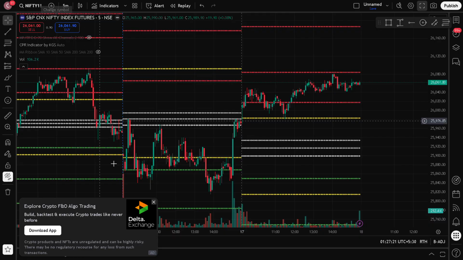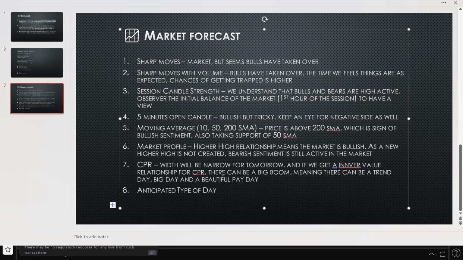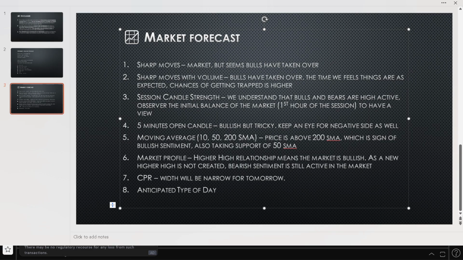Okay. With the CPR also, if the width will be narrow for tomorrow, and if we get an inner value. Okay, yeah. So we will remove this because tomorrow it cannot be an inner value relationship. It will be a higher high relationship only, which will be narrow for tomorrow, which indicates breakout. Okay, breakout in a sense it will be a big day and a trending day. That's what we can speculate from the width of CPR.